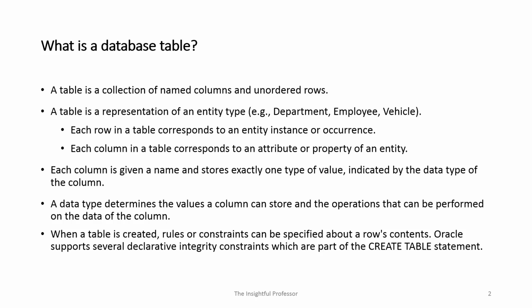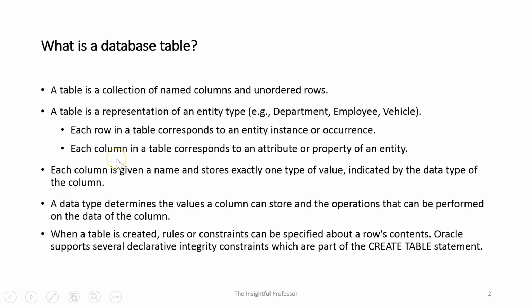So we would have something like a department table, an employee table, a vehicle table, and so forth. These would all be different kinds of things that exist within our application domain that we're trying to represent within the system. Now, each row in a table corresponds to one instance of whatever that entity type is. So if we have an entity type for department, each row then would represent one particular department. Similarly, for employee, each row would correspond to one employee within the organization.